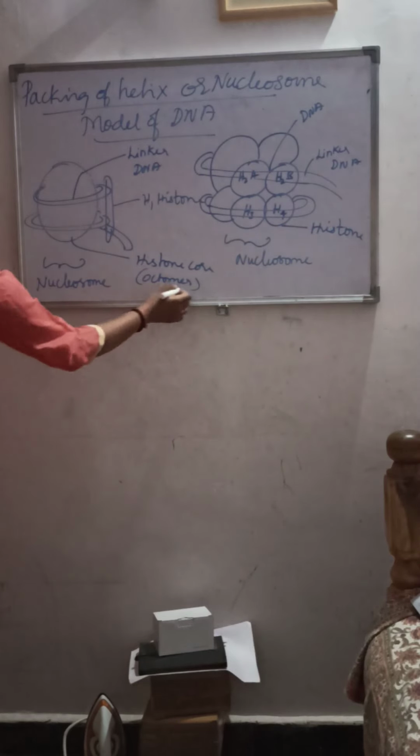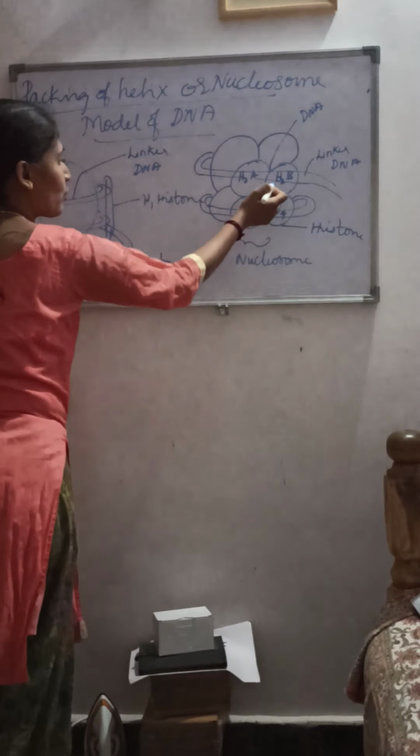What is histone? Histones are proteins, and they are rich in the basic amino acids, namely lysine and arginine. These histones are organized to form a unit of 8 molecules called the histone octamer, which is composed of 4 pairs of histone molecules, namely H2A, H2B, H3 and H4.